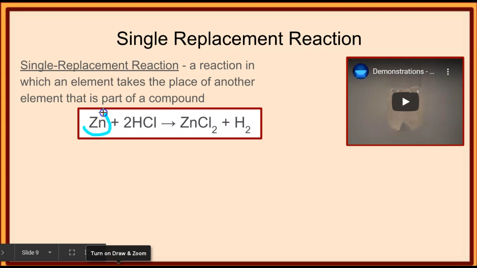So zinc takes the place of the hydrogen. That's why it's called a replacement reaction. It bonds with the chlorine to form zinc chloride. Since the hydrogen was bumped out, it is on its own in the product as a single element.